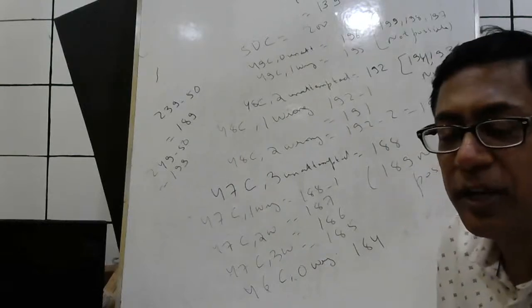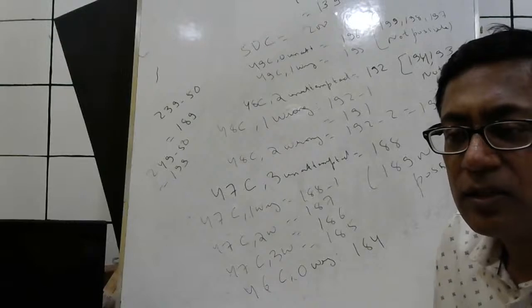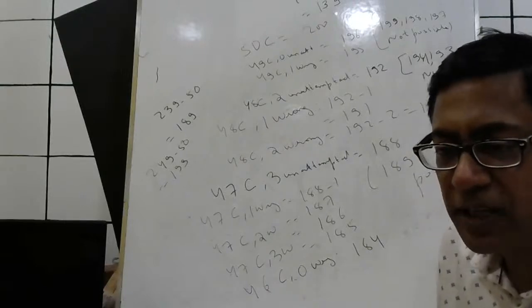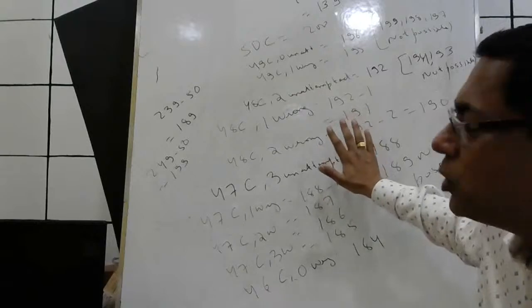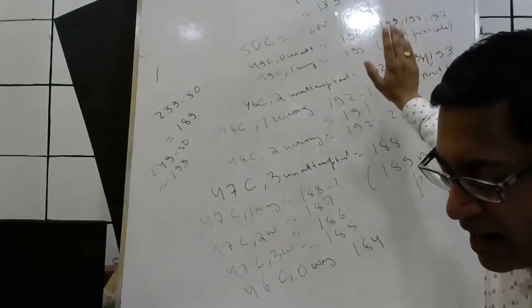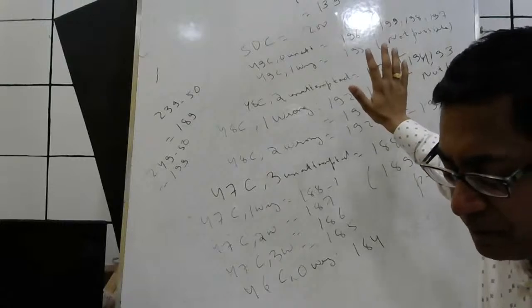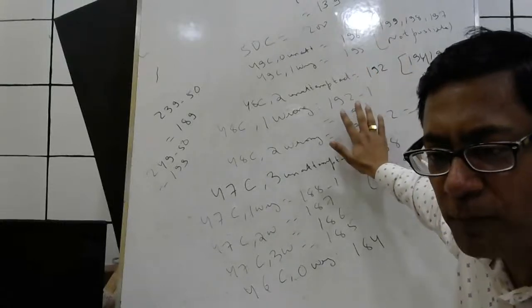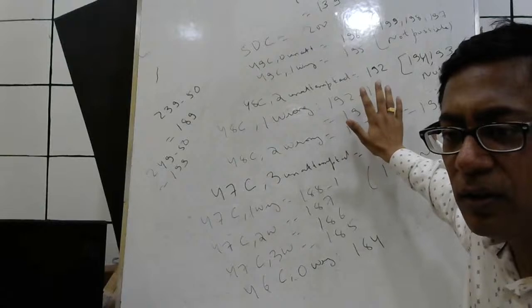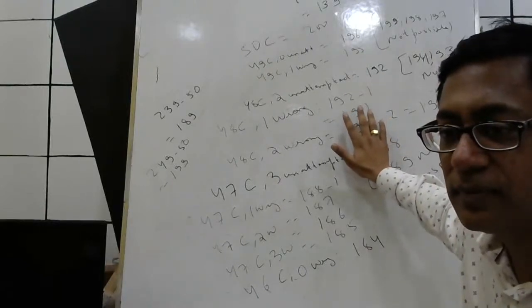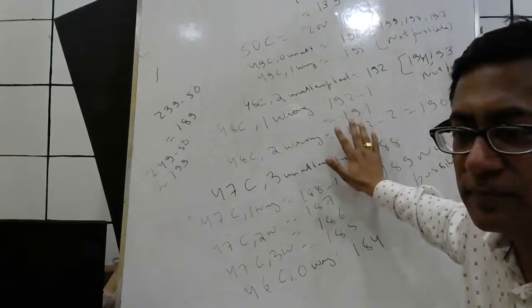So 243, you subtract 50. 243 minus 50 is 197. And then you check on the board. You see, 197 is not possible. And therefore, 243 is not possible, and you will cut your option of 243.